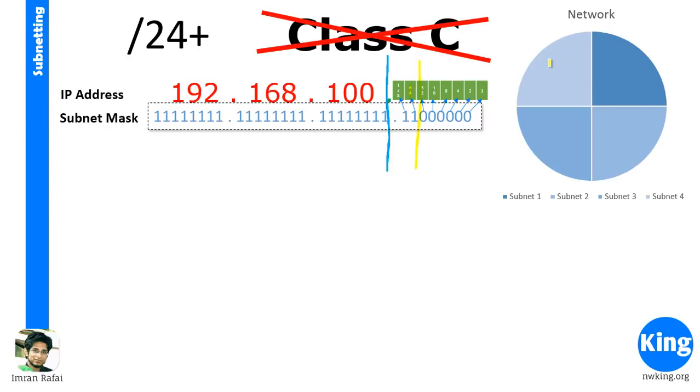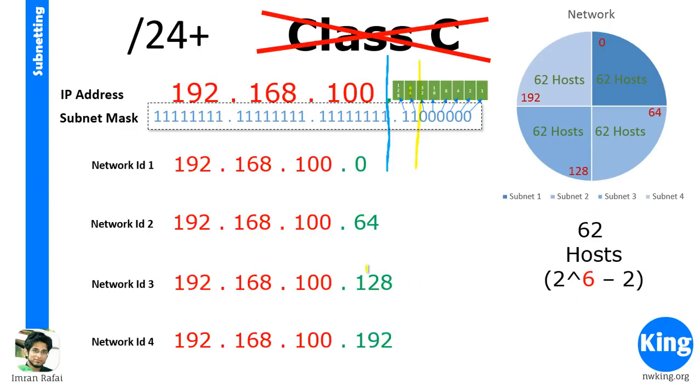Another way of doing it is, we know that the whole network is 256. Divide by 4, it becomes 64. If the block size is 64, each of these subnets can have 62 valid IP addresses, and you can find that obviously by using this formula: 2 to the power number of zeros, minus 2, is 62.